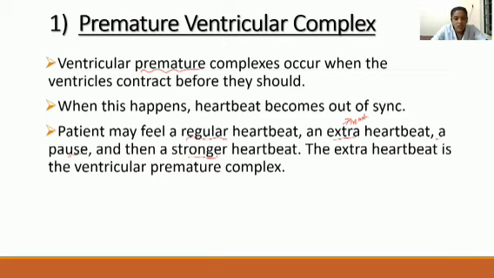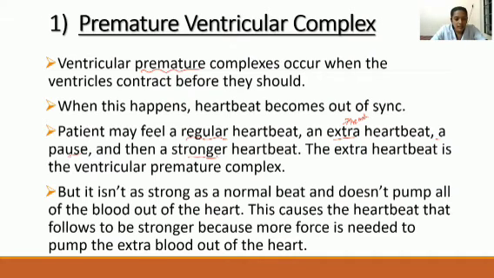The extra heartbeat is the premature ventricular complex. But it isn't as strong as a normal beat, and it doesn't pump all of the blood out of the heart because it is a premature contraction. This causes the heartbeat that follows to be stronger because more force is needed to pump the extra blood out of the heart. This is what happens when we see premature ventricular complex in the ECG.